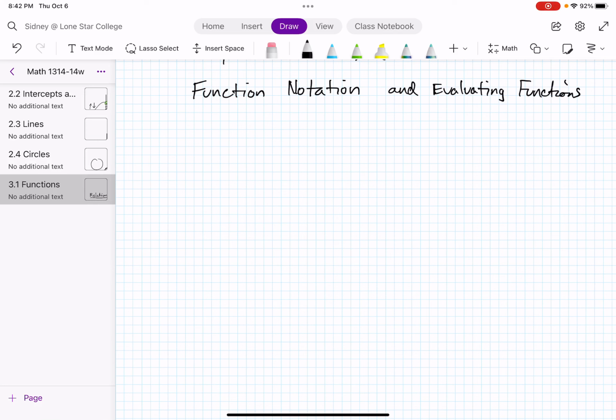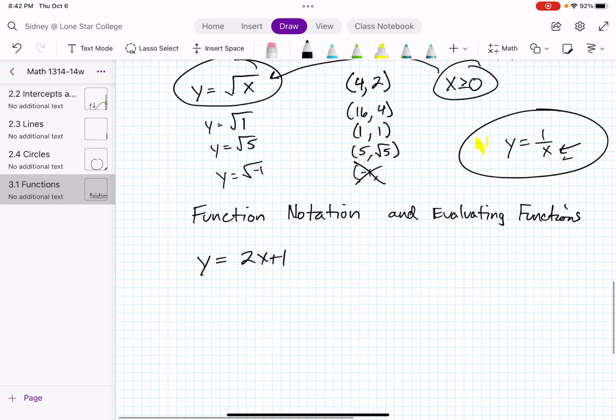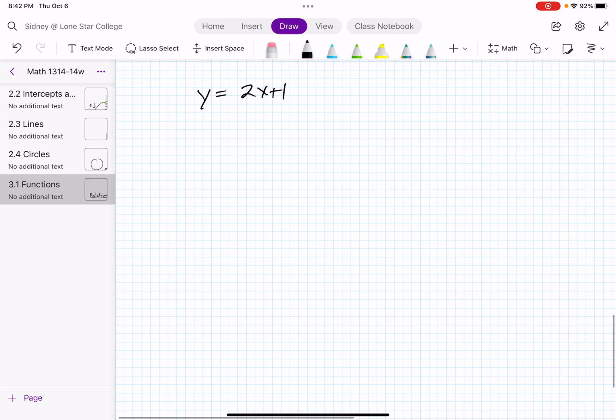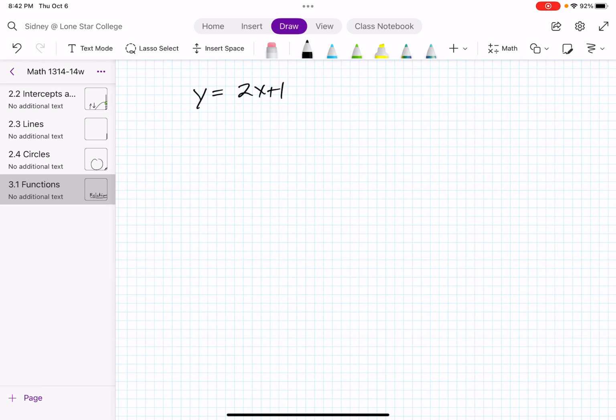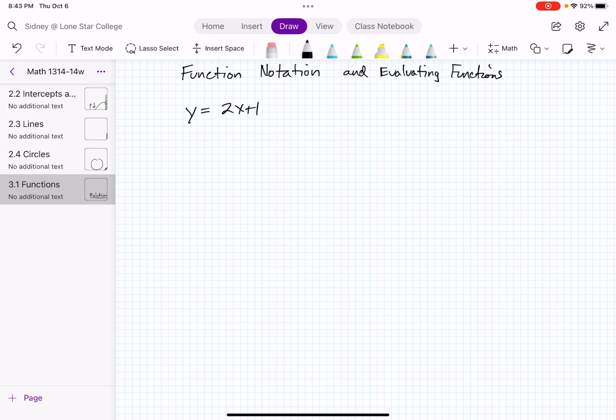So once we know that an equation is in fact a function, we can change the way we write it. When we have y equals 2x plus 1, that's a linear equation. That's the example we did earlier. Once we establish that it is in fact a function, and it is, we no longer write it as y. When we want to emphasize that it is a function, we can use what's called function notation. And function notation looks like this.